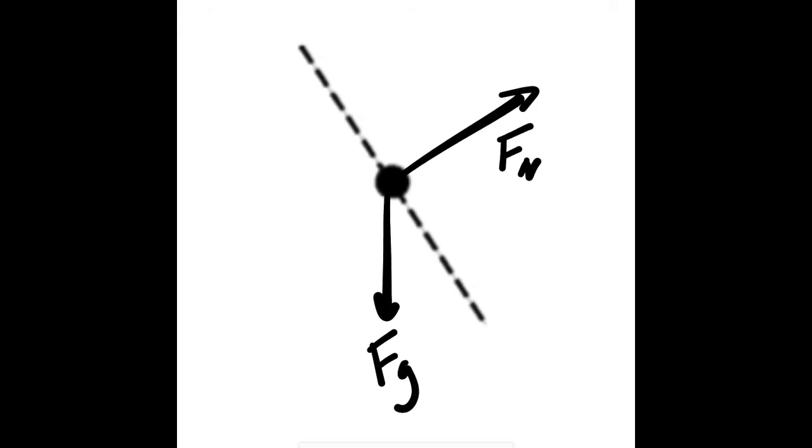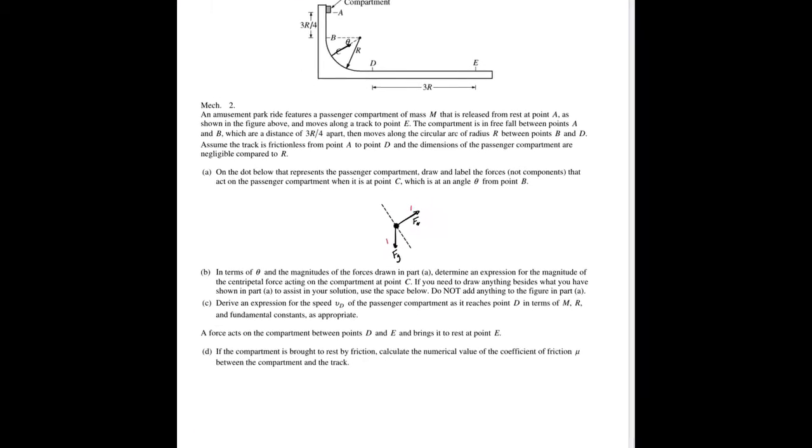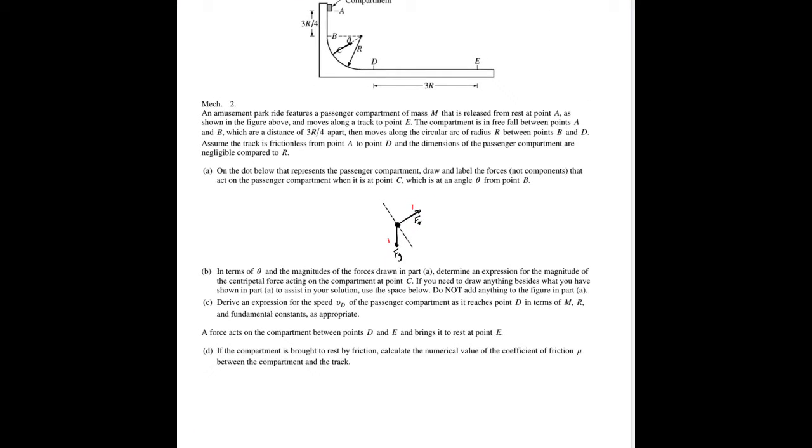So we've got some points here. 1 point for this one, 1 point for that one, 2 points on that problem. All right. Moving on to part B. In terms of theta and the magnitudes of the forces drawn in part A, determine an expression for the magnitude of the centripetal force acting on the compartment at point C.